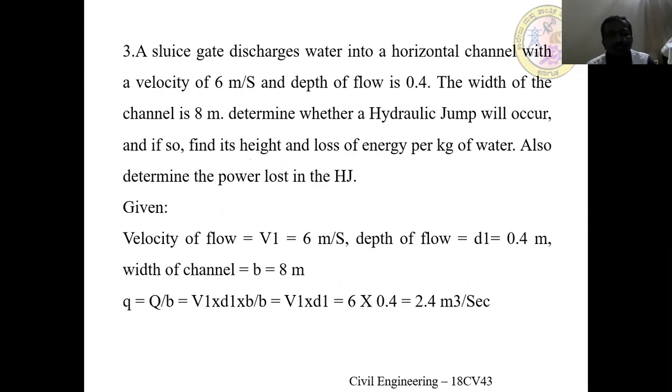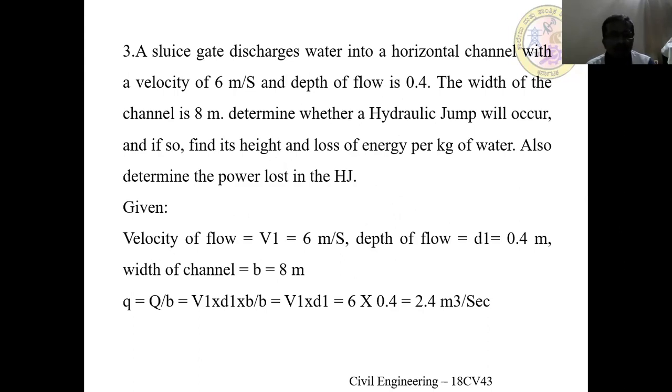This sluice gate discharges water into a horizontal channel with a velocity of 6 meters per second and depth of flow of 0.4 meter. That means V1 is given as 6 meters per second, depth of flow D1 is 0.4 meter. The width of the channel is 8 meters.